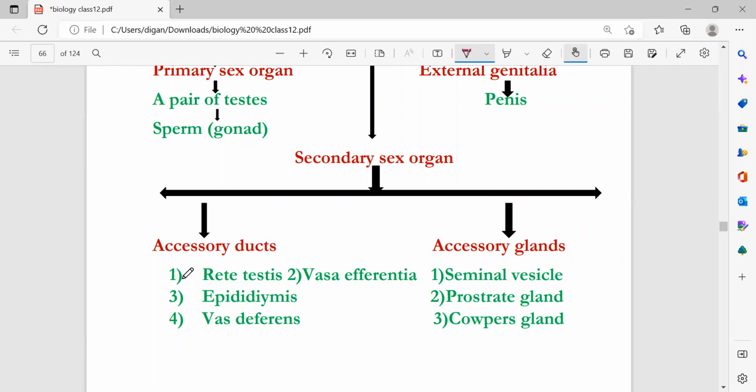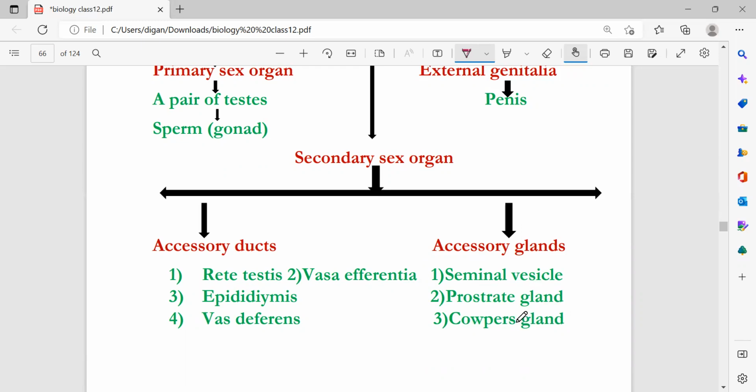These are, first one is accessory duct and second one is accessory gland. Accessory duct means where the sperms are stored and moved from one organ to another organ. Under accessory duct, there are four parts: first is rete testis, then vasa efferentia, epididymis, and the vas deferens. And another is accessory gland, where the fluids of the semen are formed. These are three: seminal vesicle, prostate gland, and Cowper's gland, or another name of Cowper's gland is bulbourethral gland. So don't confuse.